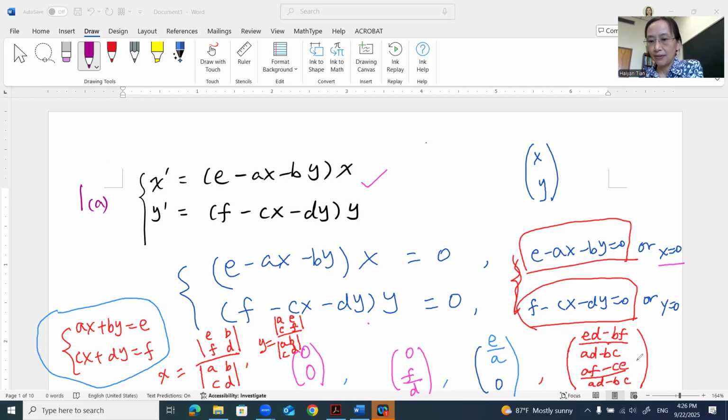Actually, just one equilibrium solution. In that case, the determinant is not zero, so we have a unique solution, and then we can find X and Y. That's one more. So how many equilibrium solutions are there for the first problem? We can see the first one, the origin, and the second one, and the third one, and the fourth one. So there are 4 equilibrium solutions for this system.